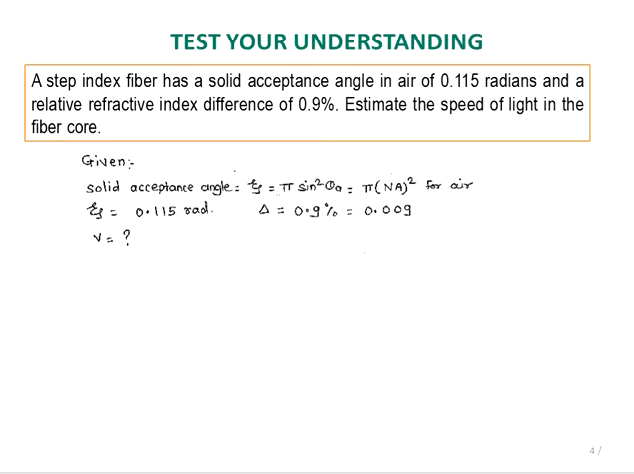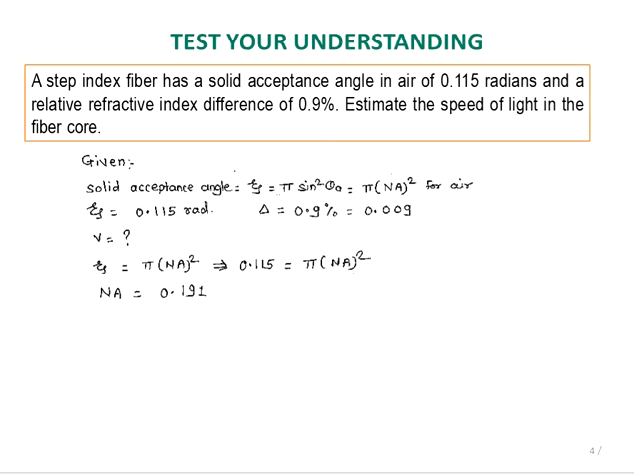Now speed of light is related with the refractive index of the core, that is n1. We can write n1 is equal to c by v. But if you observe, n1 is not given, so first we need to find n1. And to find n1 we have only delta. So there is a relation between n1 and delta and one parameter, that is numerical aperture. And numerical aperture is related with the solid acceptance angle. So if I can find NA, from NA and delta I can find n1. Once I get n1, I can find speed of light.